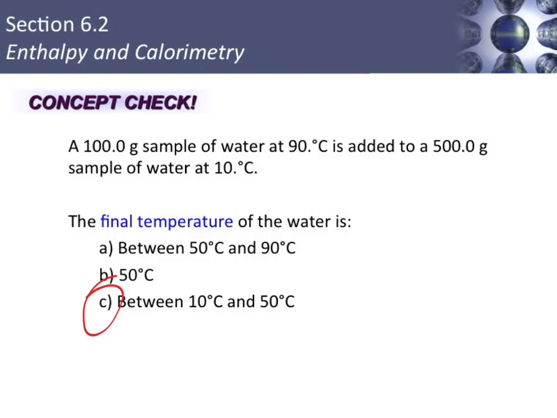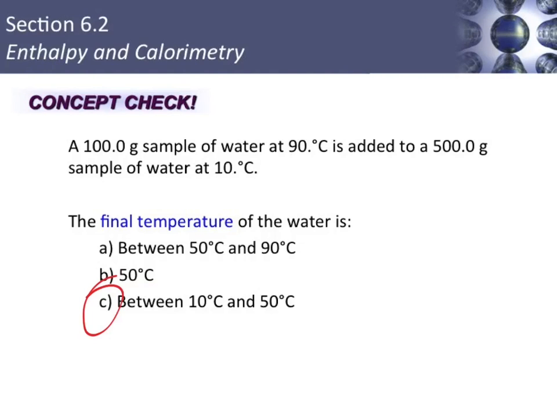I mean, you could do Q equals MC delta T. That won't work directly because we have a delta T now. You could say what the final temperature is. Well, we don't know Q. Negative Q equals positive Q. Yeah, that's what I'm saying.